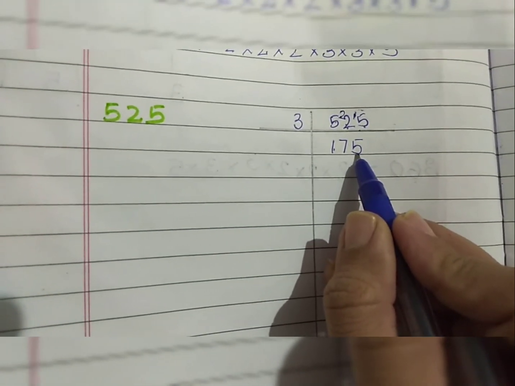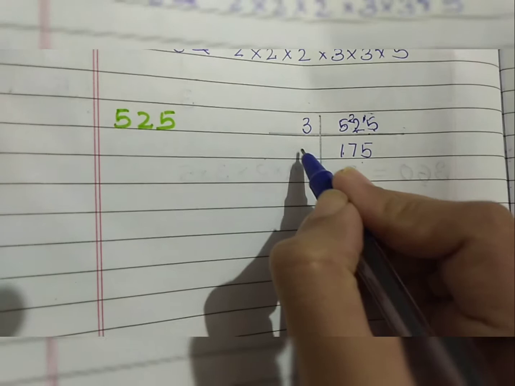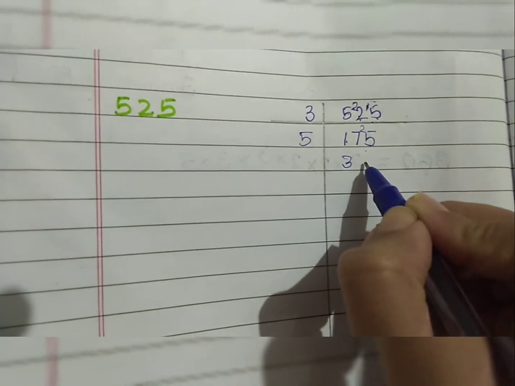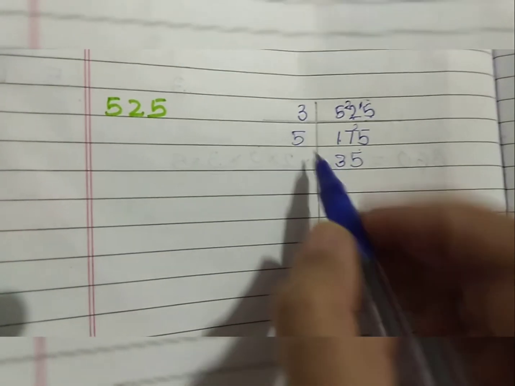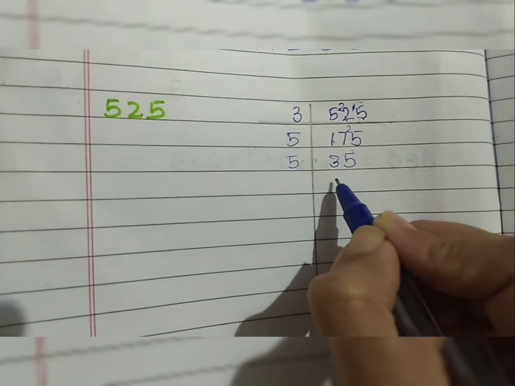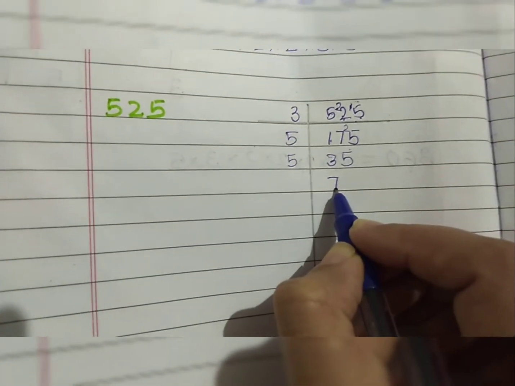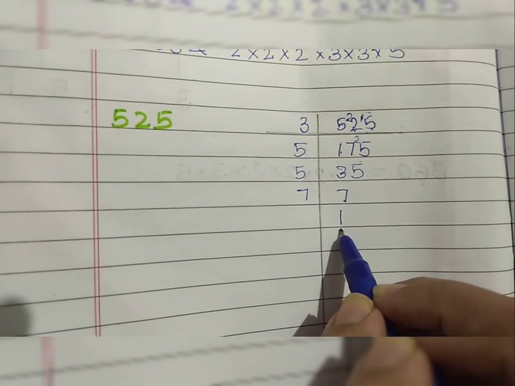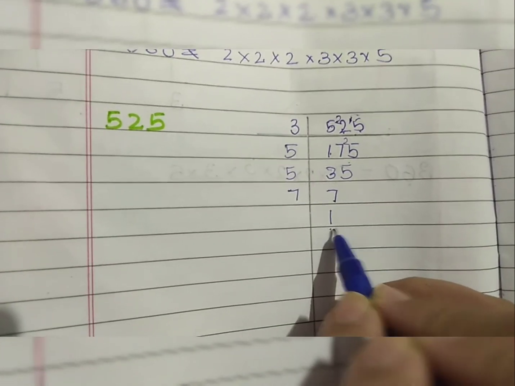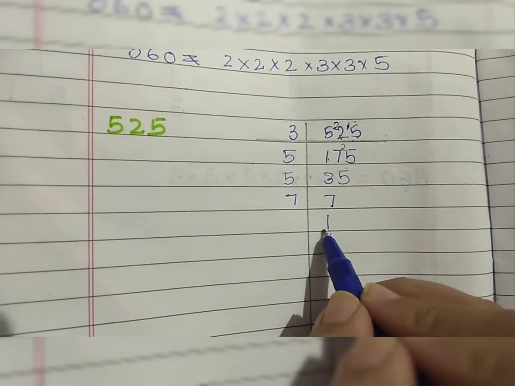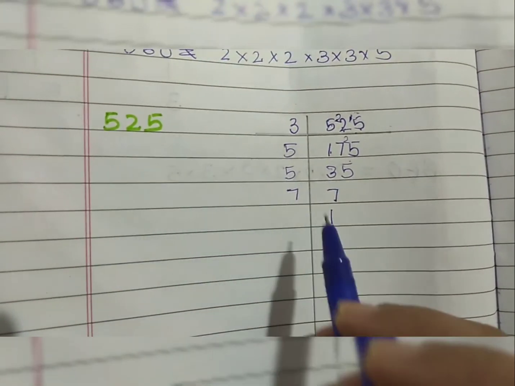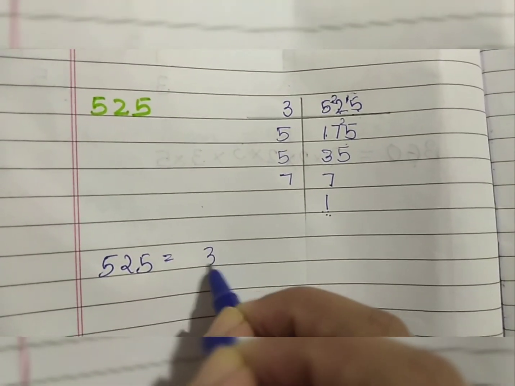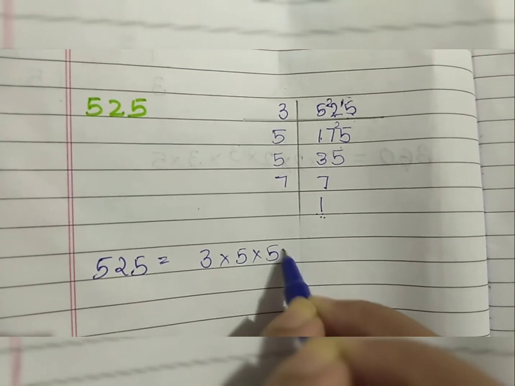Now again this number is not divisible by 3, we'll divide it by 5. 5 threes are 15, we're left with 2, that is 5 fives are 25. Again 35 is divisible by 5, 5 sevens are 35. 7 is a prime number, so we'll divide it by itself, 7 ones are 7. So the rule in successive division is that you are supposed to stop when the quotient is 1. So we'll stop here. We have got the prime factors of 525. We'll write down the factors of 525. So these are the prime factors.